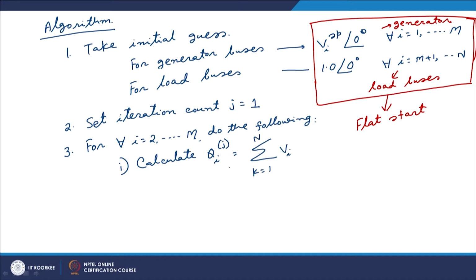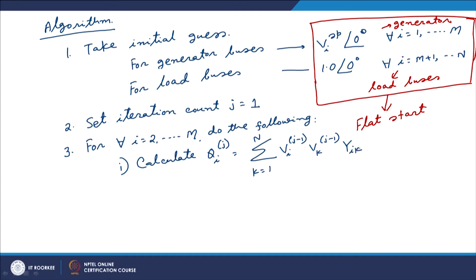Now, which value of Vi will I be taking? When I am trying to calculate Qi, I have not as yet calculated the value. So what I have got is only the previous iteration value. So, I write Vi j minus 1. Similarly, Vk also we write j minus 1, as I have got only the previous iteration value.